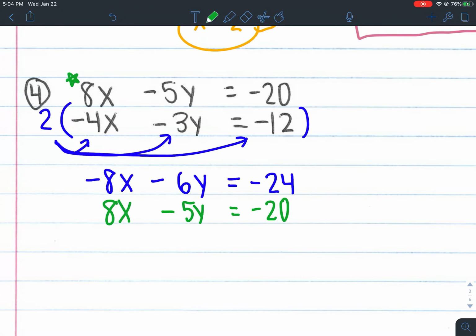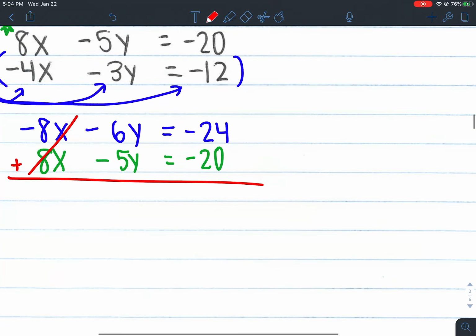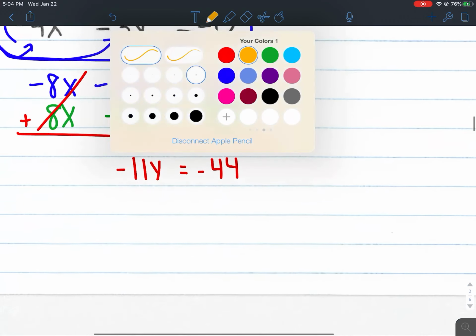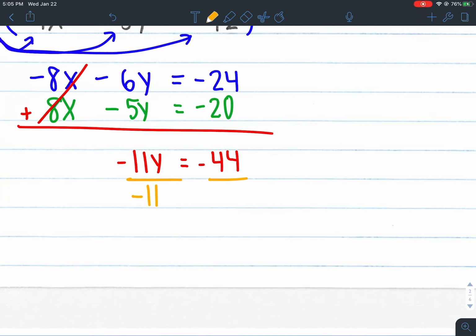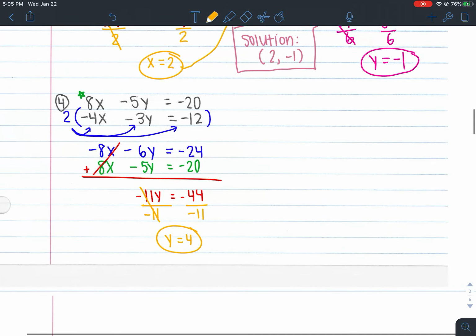Okay? And before I put my plus sign, I want to see, can I eliminate anything? Yeah, I can actually eliminate the x's now. So again, even if you can't at the beginning, you might have to do some plastic surgery, and then you can eliminate something. So now I have negative 8x plus 8x. That's going to give me 0. Then I have negative 6y plus negative 5y, which is negative 11y, equals negative 24 plus negative 20, which is negative 44. And divide both sides by negative 11 to get y by itself. I get y equals positive 4.